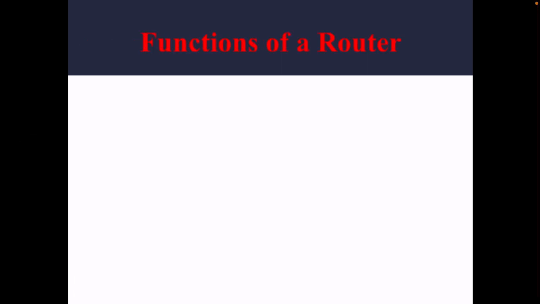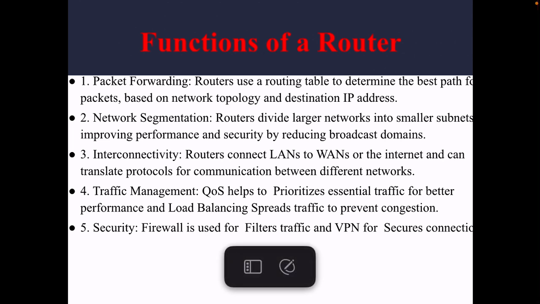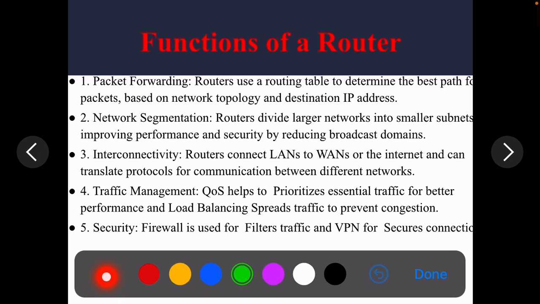Then what are the functions of the router? There are a total of 5 functions of the router. First one is packet forwarding. In packet forwarding, routers use a routing table to determine the best path for packets based on the network topology and destination IP address. So we'll see this in detail. In packet forwarding there are two things. First is the routing table.